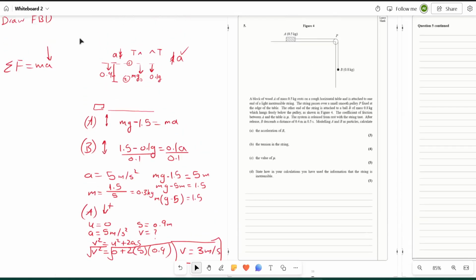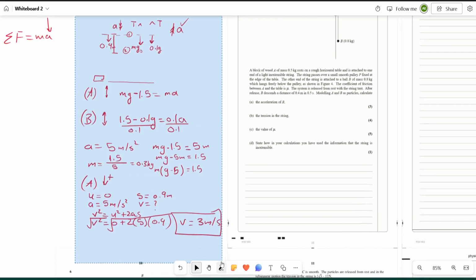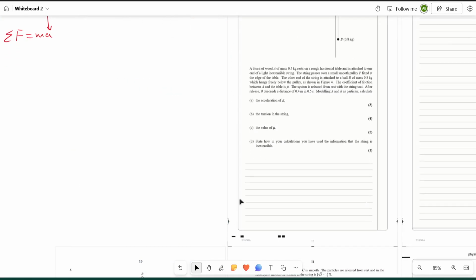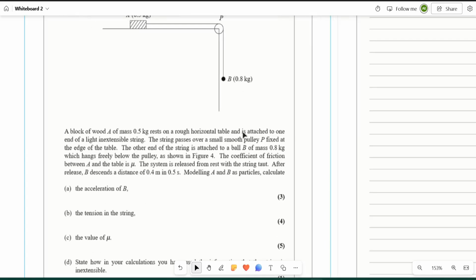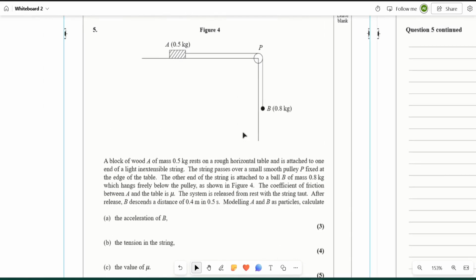Let's erase this. Okay, now this next question, let's start by reading. The question says, a block of wood A of mass 0.5 kilograms rests on a rough horizontal table. Okay, rough is a very important keyword. Rough tells me that there is friction between the wood and the table. This table is not smooth. The friction is not zero. There is some friction that I need to include in my calculations.